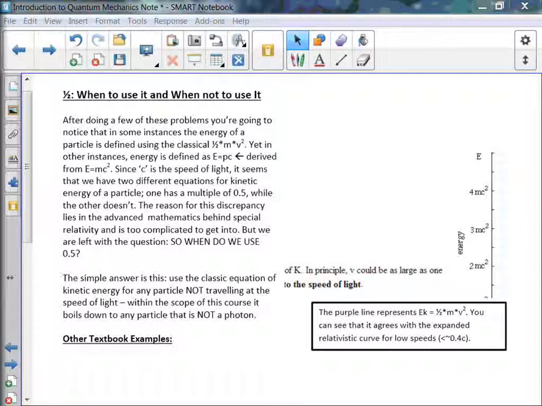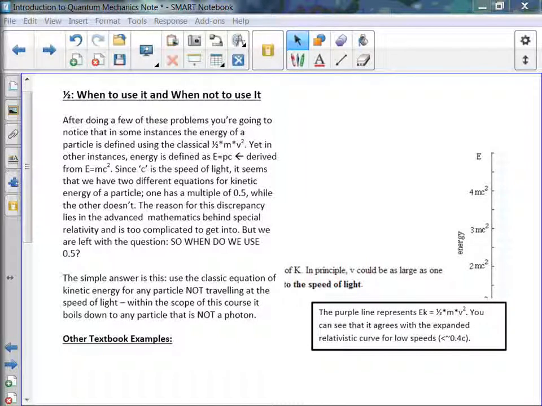All right, so when do we use this 1/2? On one end, we've got E equals mc squared, and on the other end, we've got Ek equals 1/2 mv squared. So energy is mass times velocity squared, or energy is 1/2 mass times velocity squared. It doesn't really make a lot of sense.